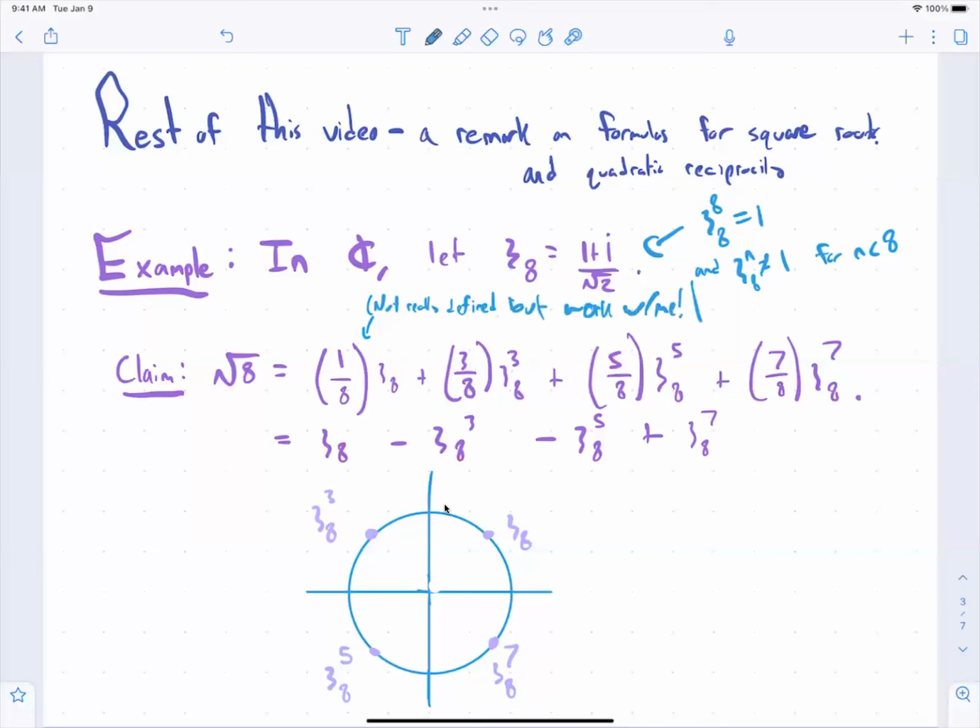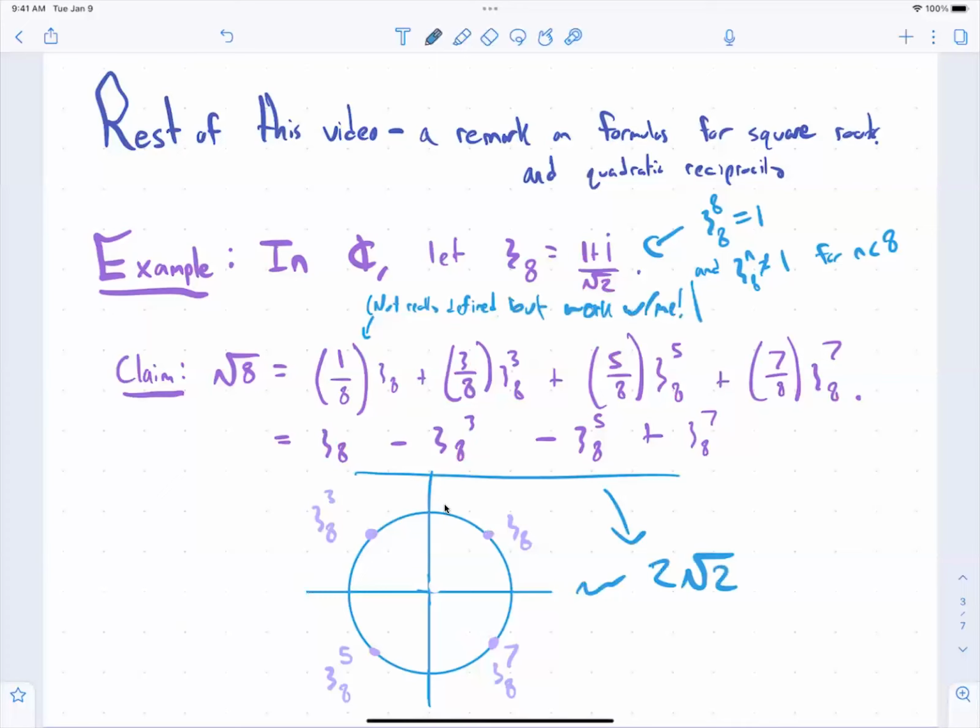And if you look at that, when you add those all together, you're adding up these 2 points, so zeta 8 and zeta 8 to the 7th. And that's killing their imaginary parts and just getting you that square root of 2. So you get 2 over square root of 2, which is just square root of 2 for the real part. And then you do the same thing over here. You add these up and you kill the imaginary part. You just get minus 2 over square root of 2, so minus square root of 2. And then you subtract that off because you have the minus sign here. And you get 2 square root of 2.